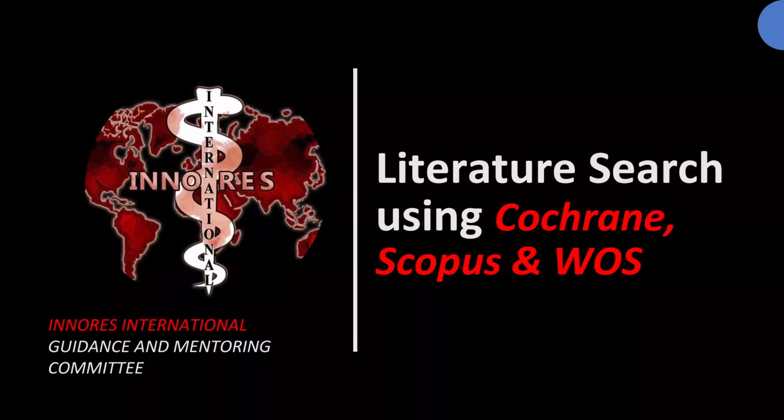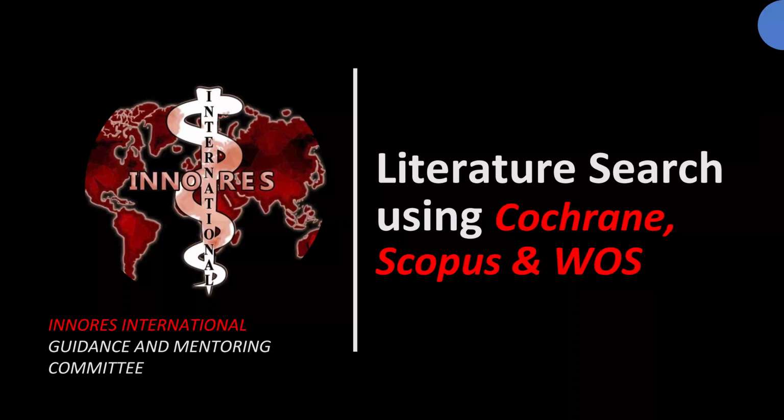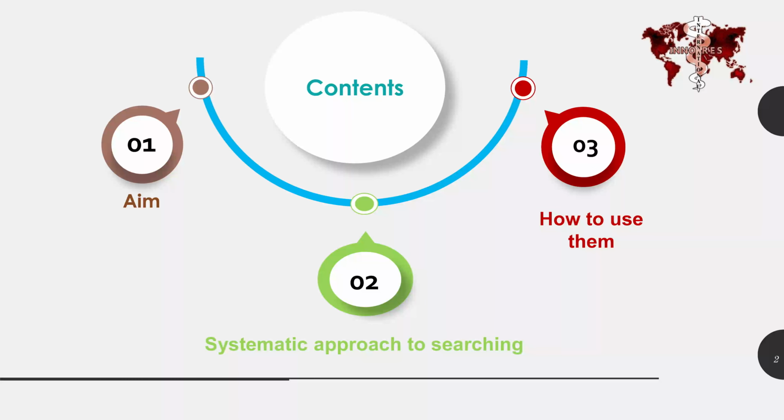This lecture will be on literature search using the three databases that we will focus on, which will be Cochrane, Scopus, and Web of Science. In this particular lecture, we will be focusing on three things. First would be the aim of our literature search. Second would be the systematic approach to searching. And third would be how to use the databases that we have named earlier, right?